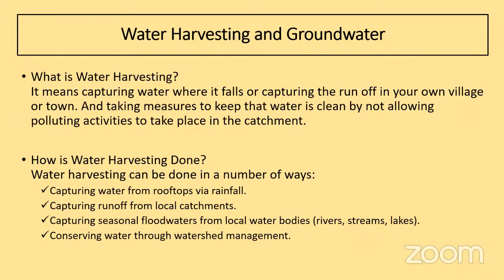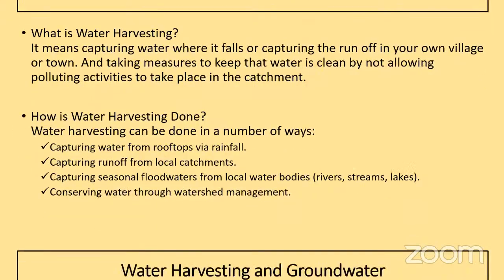Now, how is water harvesting done? Water harvesting can be done in a number of ways: by catching water from rooftops via rainfall, or catching water from surrounding areas, or capturing seasonal floodwaters, whether from rain or from local water bodies like rivers, streams, and lakes, or even conserving water through watershed management. Watershed management is very important. Without managing our watersheds, this can negatively affect our supply and even our access to groundwater.